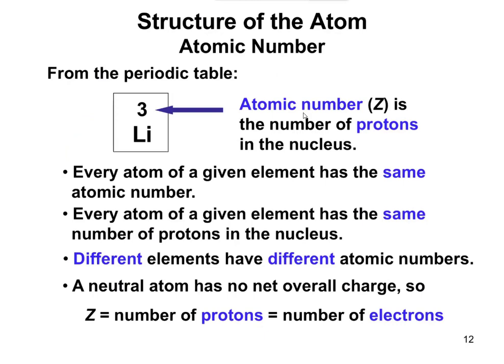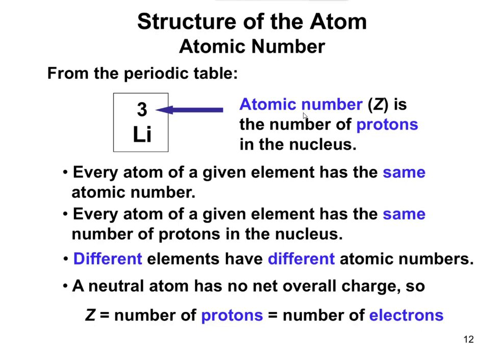When we look at the periodic table, every element is going to be on there with its symbol, and then above that symbol is going to be a number, and that's referred to as the atomic number. So that number keeps growing with each element. Element 1 is hydrogen, 2 is helium, 3 is lithium, and it's going to keep going up sequentially that way: 1, 2, 3, 4, 5. That atomic number refers to the number of protons in the nucleus.